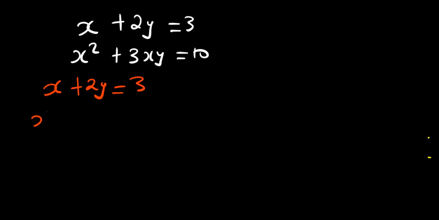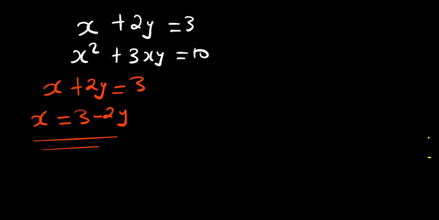So I'm going to have x equals 3. When I take the 2y to the other side, I'm going to have negative 2y. So this is what I have as x. So I'm going to now replace this x into the quadratic that I have down.